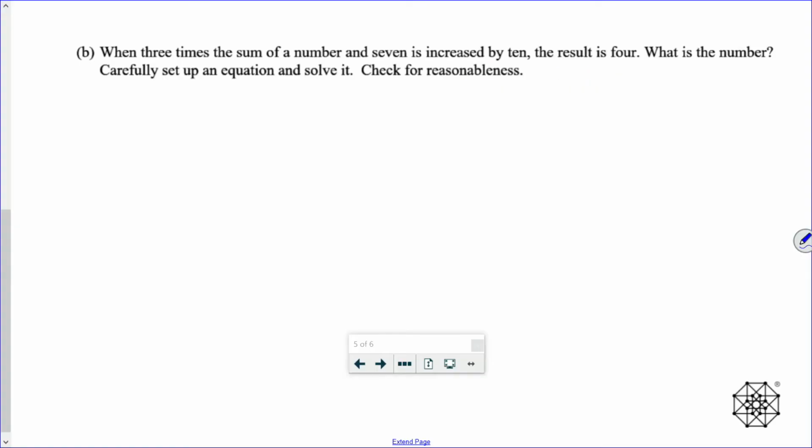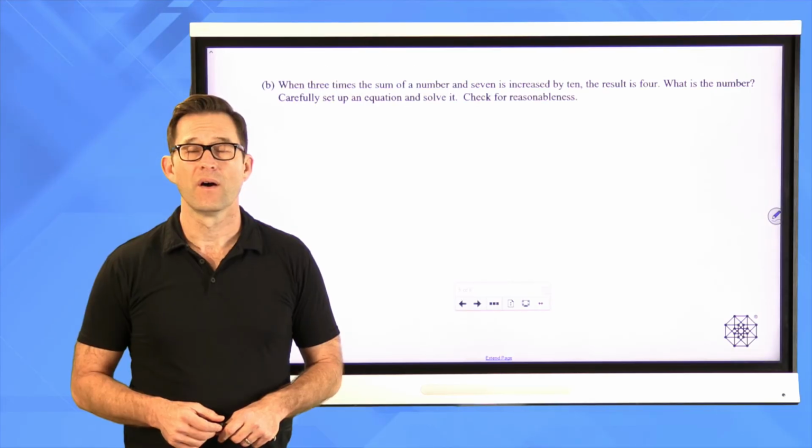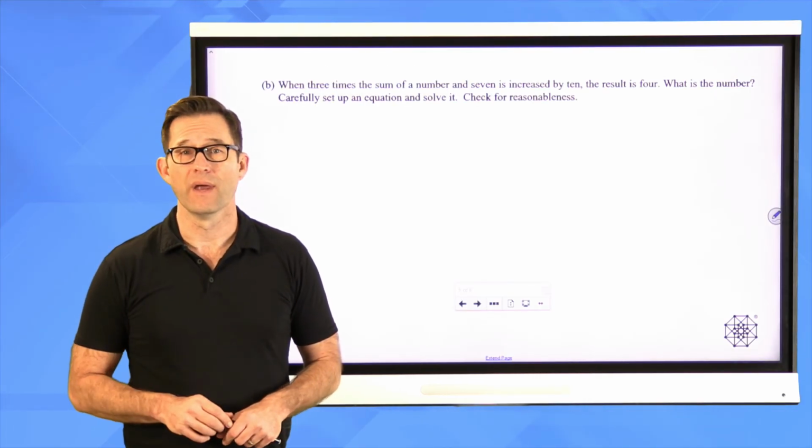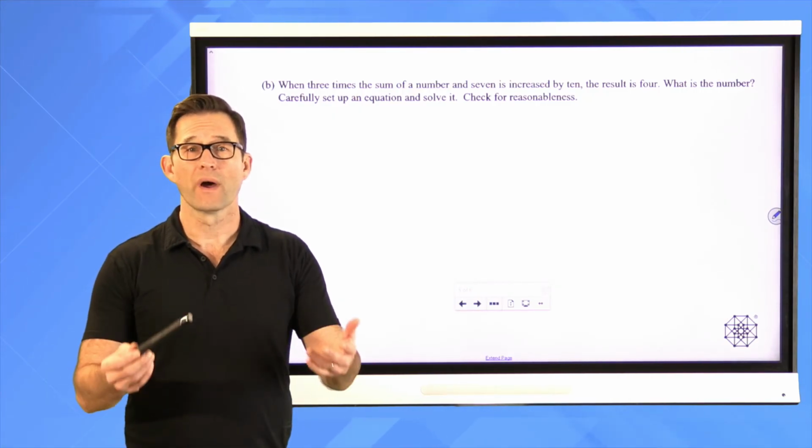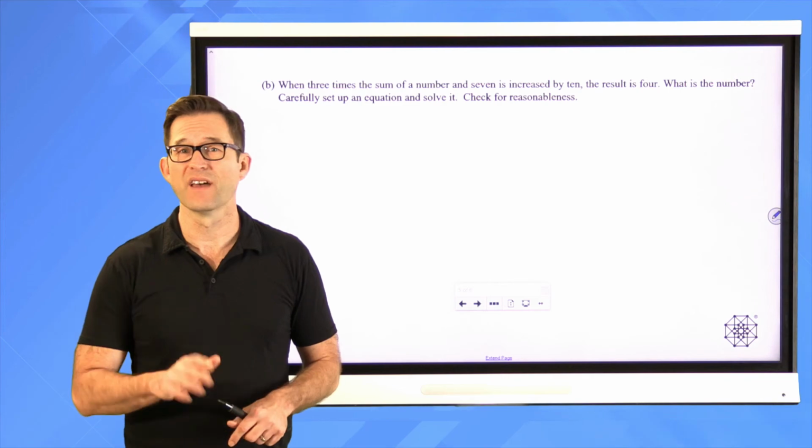Letter B. When 3 times the sum of a number and 7 is increased by 10, the result is 4. What is the number? Carefully set up an equation and solve it. Check for reasonableness. All right, I'd like you to pause the video now, try to set up this equation. It's going to be a little bit more complicated than the last one. Try to solve it and check for reasonableness, and then we'll go through it all.